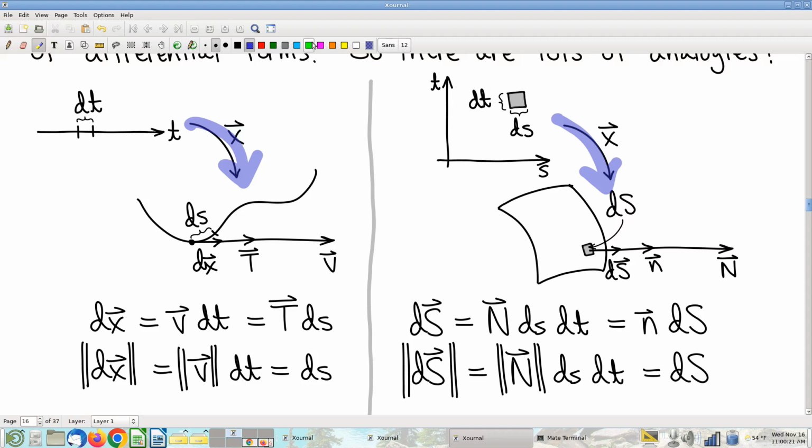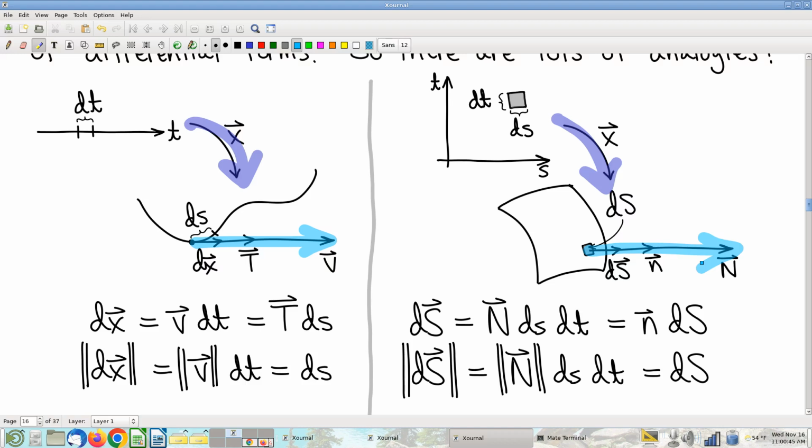In both cases, we talk about the derivative of the parameterization. Remember, velocity is the derivative of the parameterization when you're talking about a curve. Well, capital N, it's not exactly the derivative, but it's very derivative related. How does capital N come up?